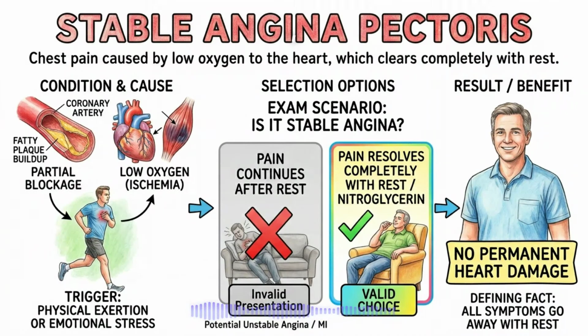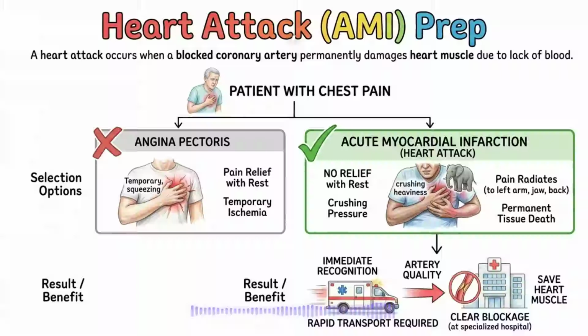Angina usually resolves with rest or after the patient takes the prescribed nitroglycerin medication, leaving no permanent damage to the heart muscle. On the certification exam, a scenario describing chest pain that goes away completely with rest is a classic presentation of stable angina. If a coronary artery becomes completely blocked by a blood clot, the heart muscle cells begin to die within minutes, causing an acute myocardial infarction, which is the medical term for a heart attack.